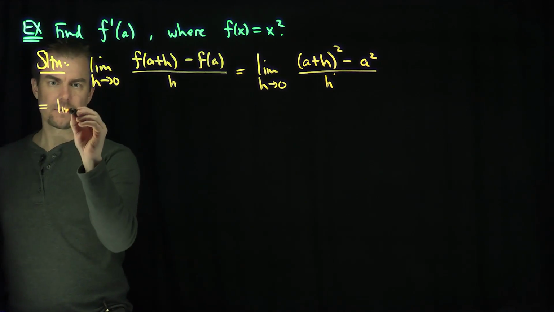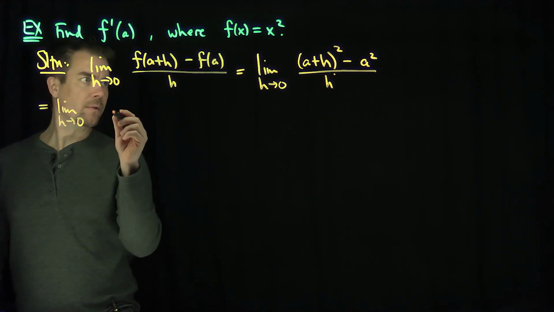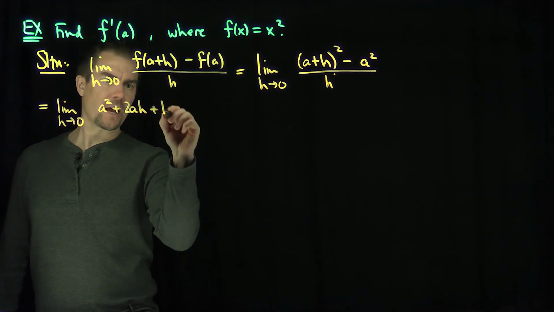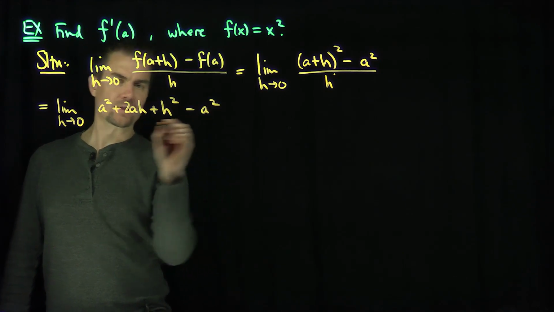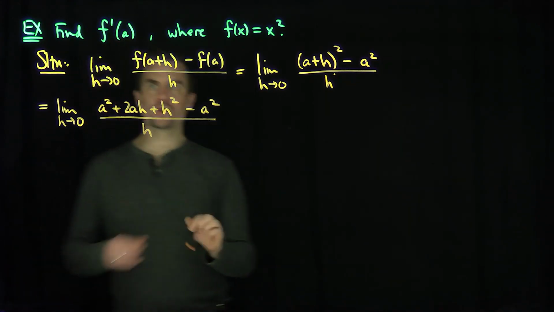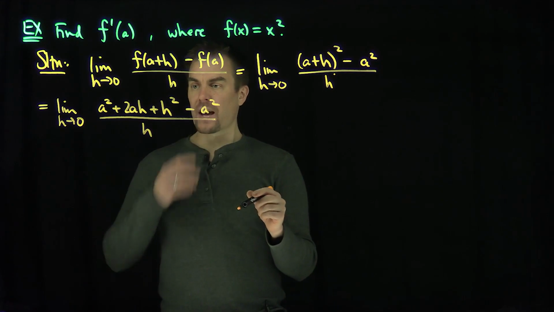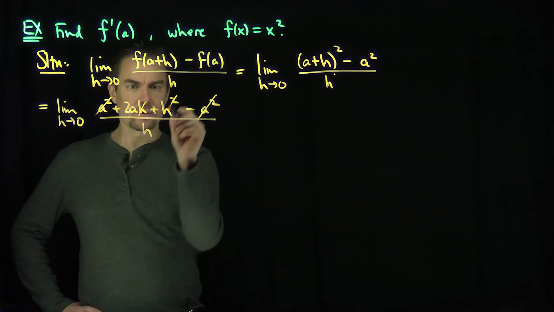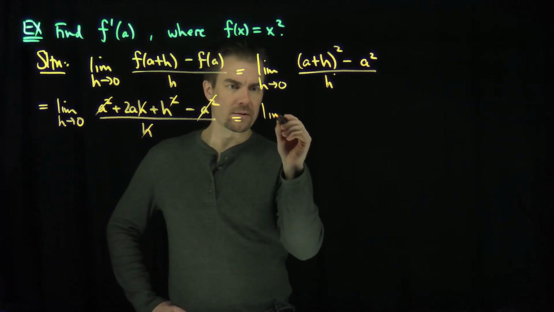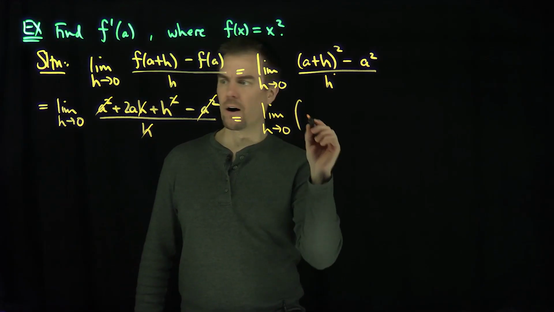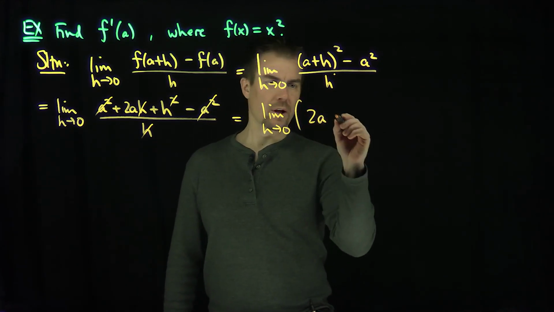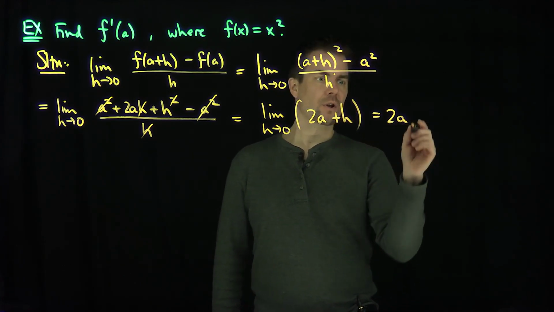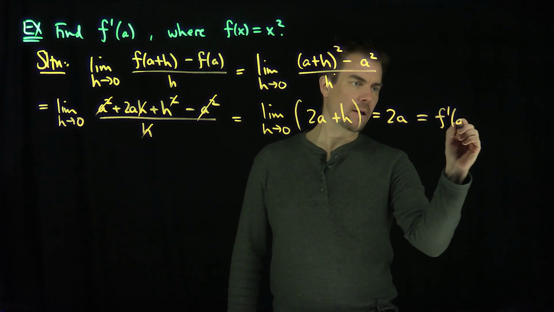I'll have this as the limit as h goes to 0 of a squared plus 2ah plus h squared minus a squared, all divided by h. And then what we have over here. So now the a squared is going to cancel out, and then one of the h's will cancel out. And so this is just equal to the limit as h goes to 0 of 2a plus h. And now as h goes to 0, the h goes away, so I just get 2a. So in other words, my f prime of a is 2a.